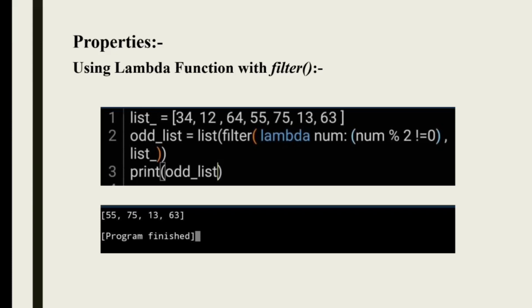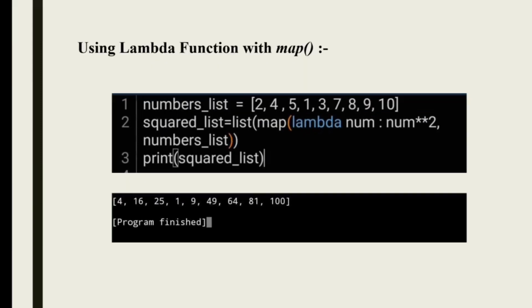Let us see the properties. Using lambda function with filter method. Here we take a list with elements 34, 12, 64, 55, 75, 13 and 63. Here we create another list using list method and filter method. We use a lambda function in the filter method and we get elements by using the expression num mod 2 not equal to 0. We print the list which contains the odd numbers of the first list. Here we get the output as 55, 75, 13 and 63.